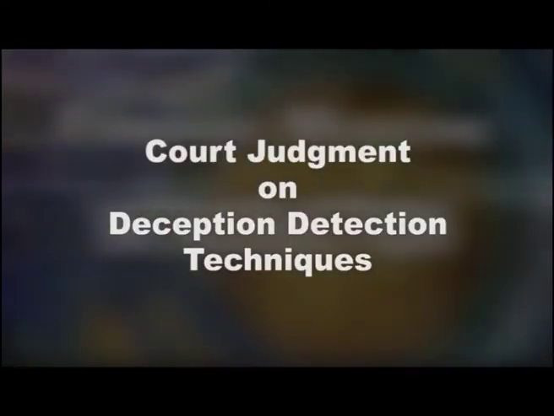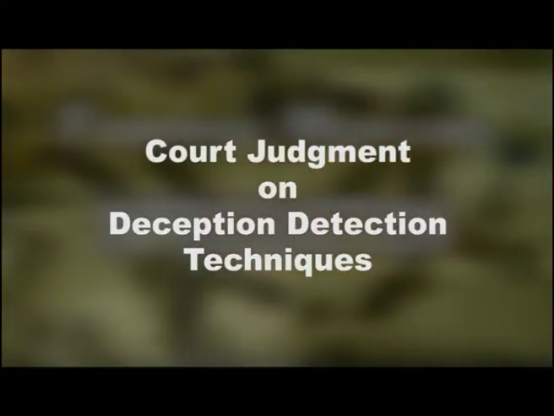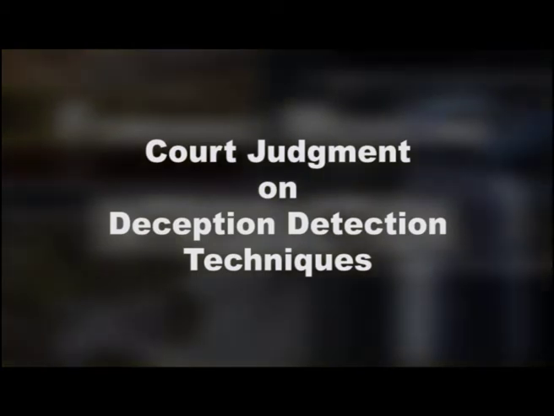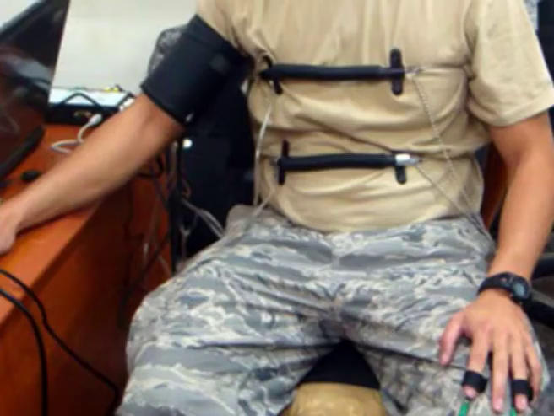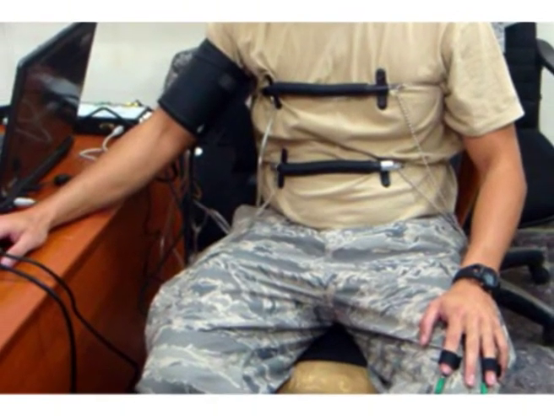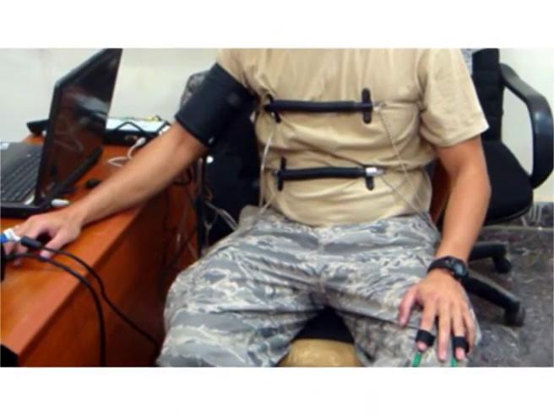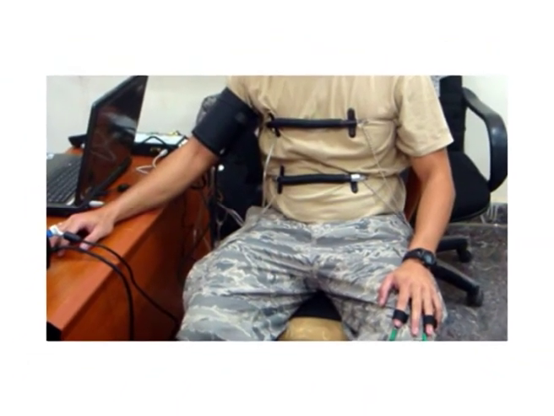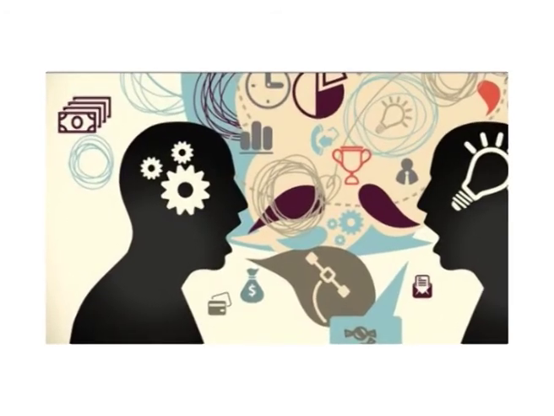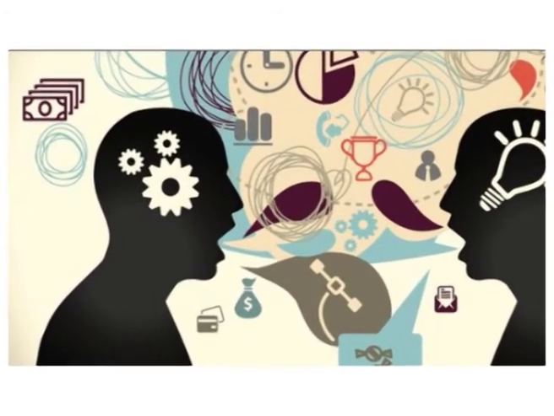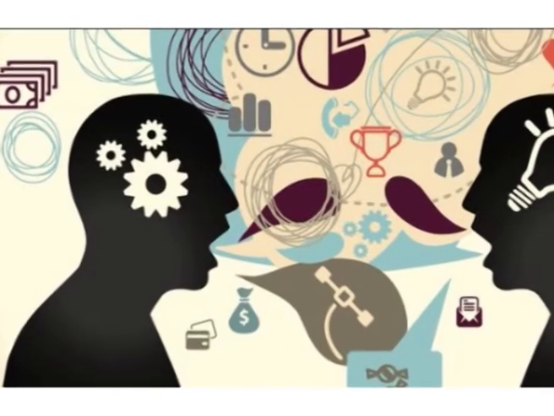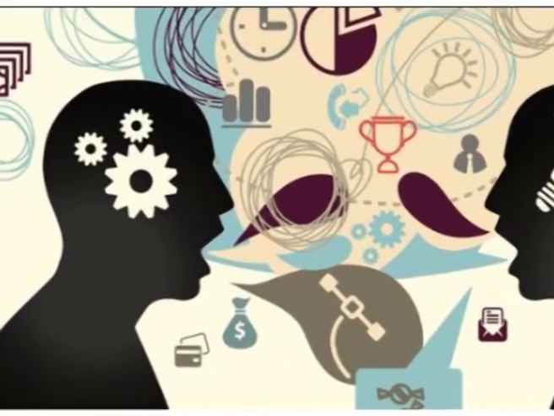Now, we will be discussing in our 5th module the court's judgment on deception detection techniques, or the DDTs. In conclusion, DDT has faced a number of criticisms and it is still unclear to what degree lie detectors and brain mapping can be used to reveal concealed knowledge in applied real-world settings.